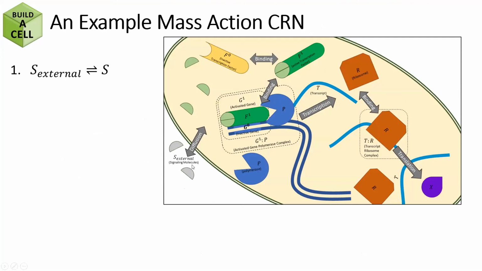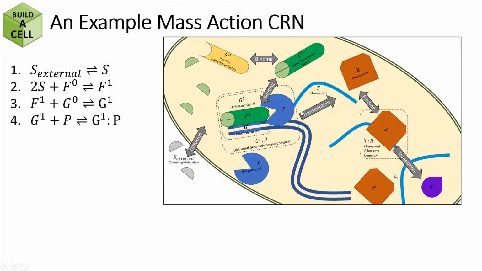We have some signaling molecule that starts off external and can diffuse and become internal. It's called S. So S goes from external to S internal, which are these green guys. S can bind cooperatively to a transcription factor, which is inactive and becomes active when S binds to it. So we're using that binding motif. The transcription factor then can bind to a gene and form an active gene complex. An active gene can bind to a polymerase and form another complex. So we keep using this binding motif over and over again.